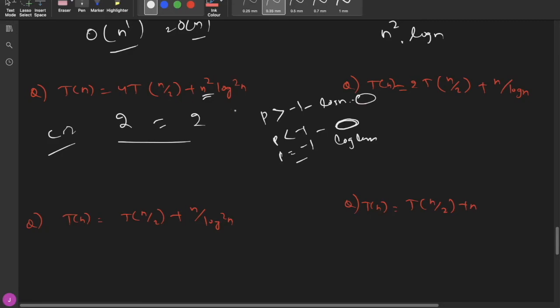Here the p value is 2. Then it is greater than minus 1, so no need to worry about that. We can just write it as order of n square log square n into log n, where we multiply a log n to the right side part, whatever is present.